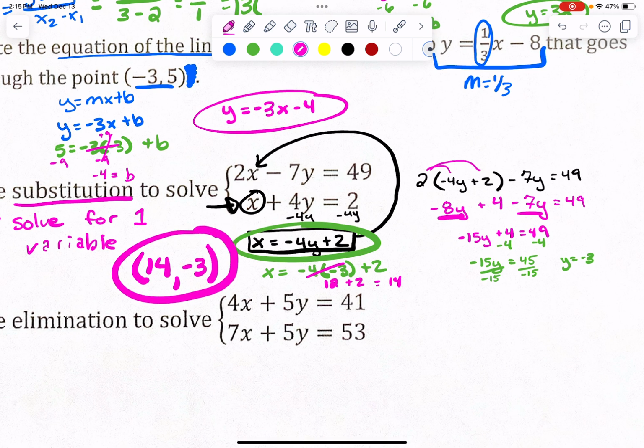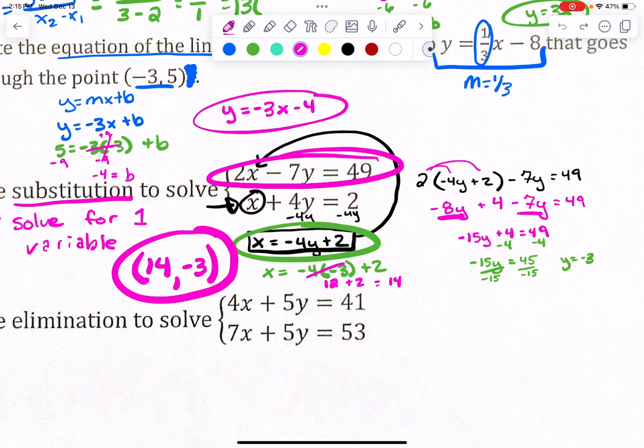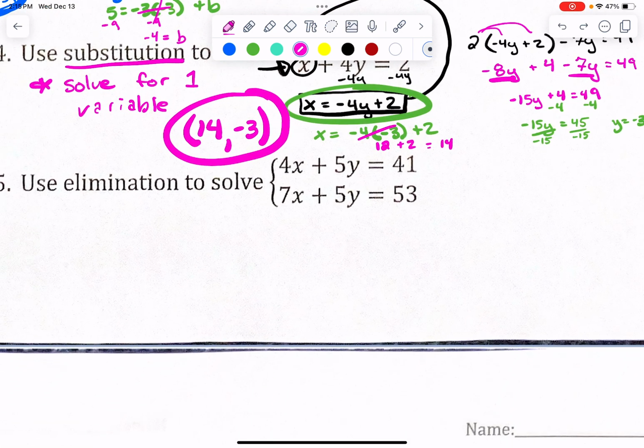This is the coordinate point. Now, what's so exciting about that coordinate point is that these two are linear functions, like they're lines if I graph them right, and the place where they cross is at 14, negative 3. That's what we just found using substitution. We're going to do the same thing down below here, but we're going to use elimination to solve for that coordinate point, okay? So I'm looking for eliminating the x's or eliminating the y's.